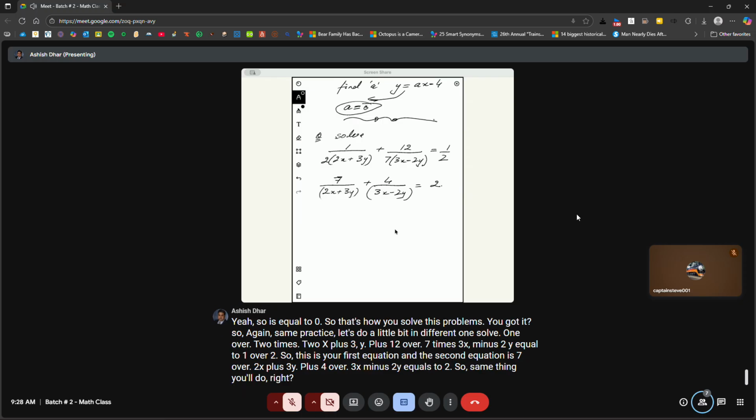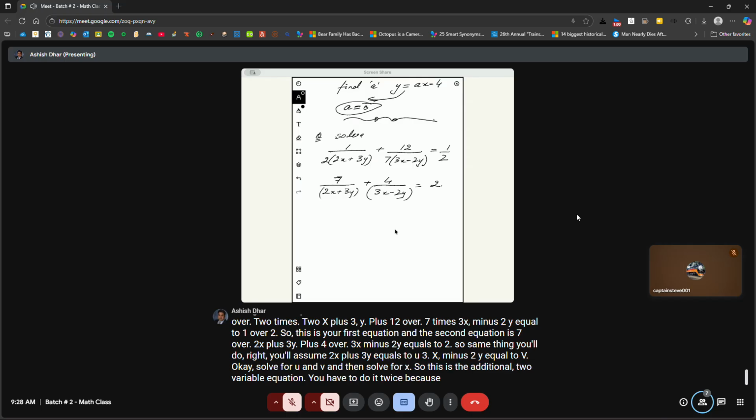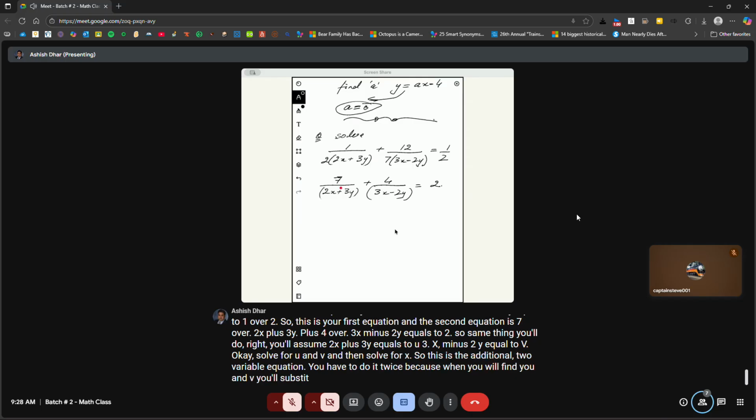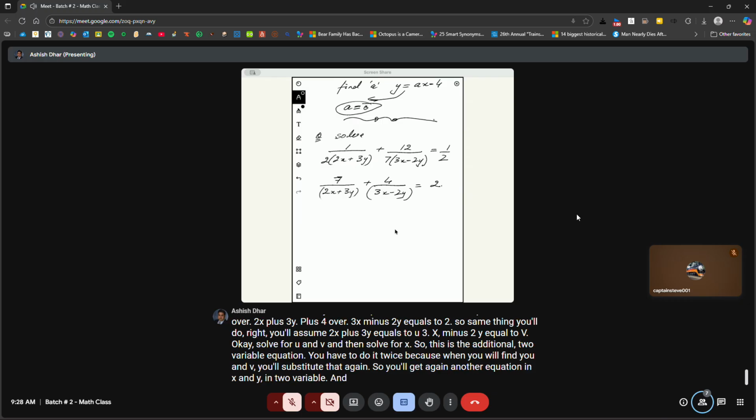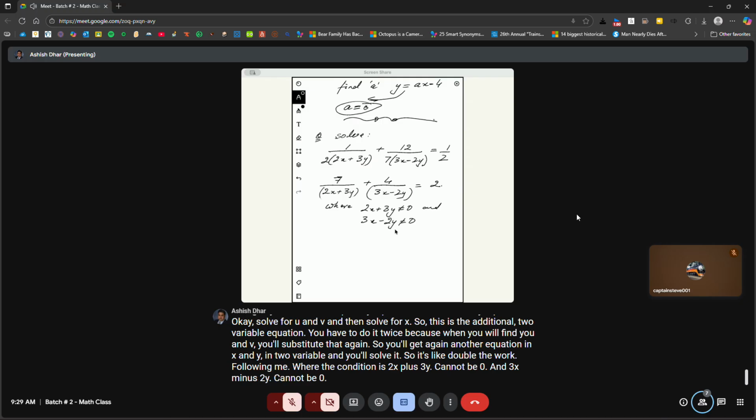So same thing you'll do, right? You'll assume 2x plus 3y equals u, 3x minus 2y equals v. Solve for u and v and then solve for x. So this is the additional two variable equation. You have to do it twice because when you find u and v, you will substitute that again. So you will get another equation in x and y in two variables and you will solve it. So it's like double the work. Following me? Where the condition is 2x plus 3y cannot be 0 and 3x minus 2y cannot be 0.